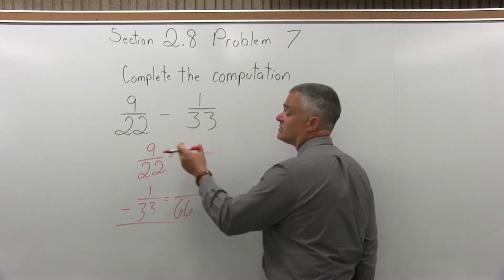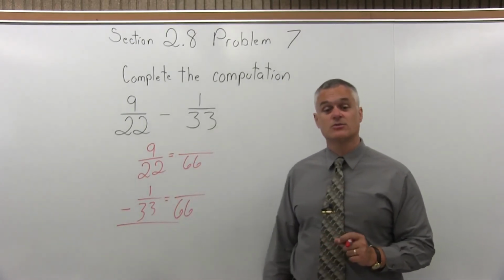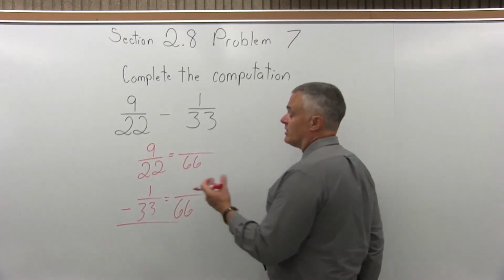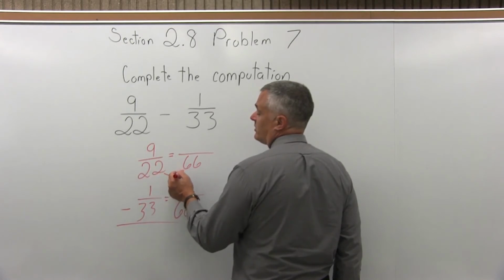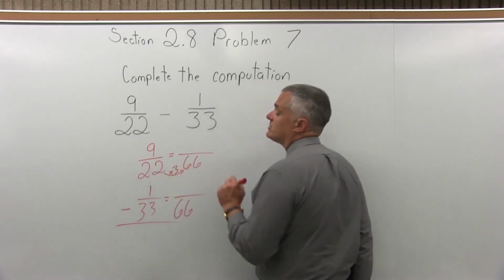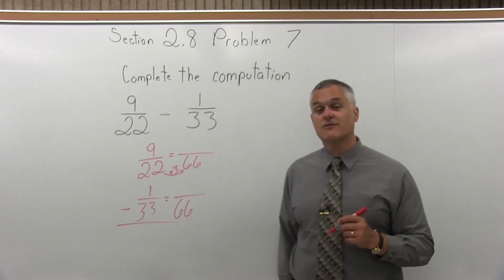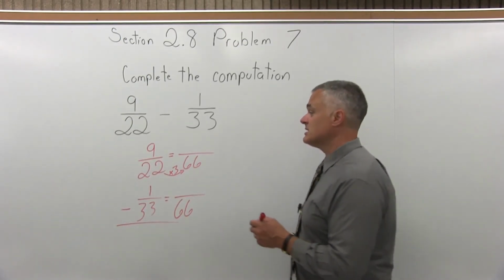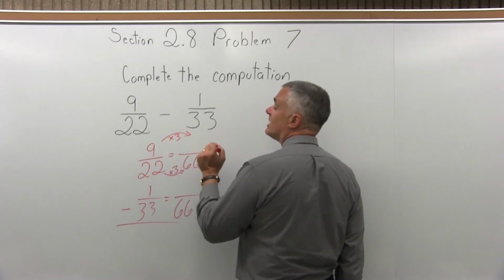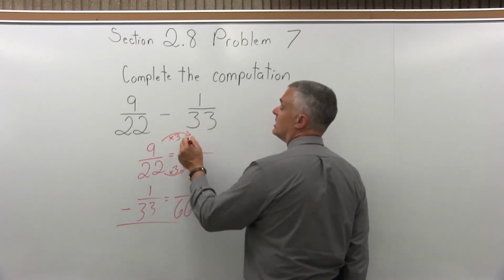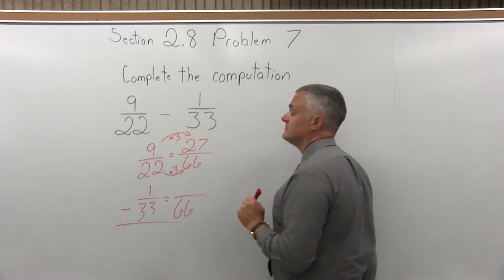Now what I have to do is adjust the numerator so my fractions will be equivalent. So with the top fraction, I started with a denominator of 22, and I multiplied it times some value so that it would turn into a 66, and that value must be 3. 22 times 3 is 66. So the numerator must also be multiplied times the same value, times 3. 9 times 3 is 27.